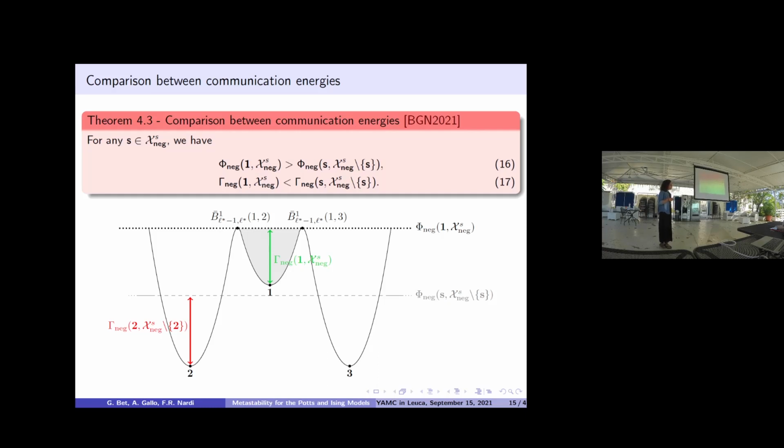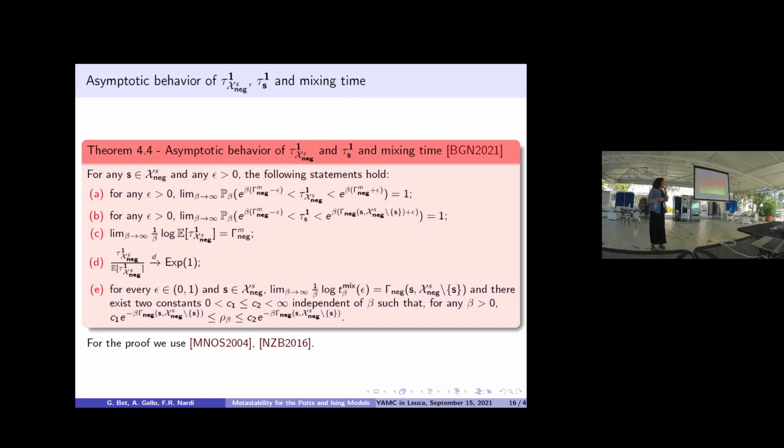And in the same theorem, we also prove that this green energy barrier, that is the minimum energy barrier that has to be overcome in order to realize the transition from 1 to a stable state or to the set of stable configurations, is strictly smaller than this red energy barrier, that is the minimum energy barrier that has to be reached in order to realize the transition from a stable state to another stable state of the energy landscape. Using these model-dependent results and exploiting some model-dependent results given in literature, we succeeded to give an answer to the first issue of metastability.